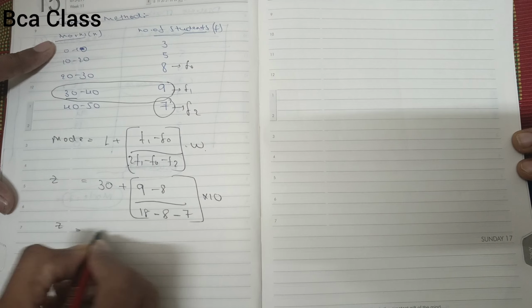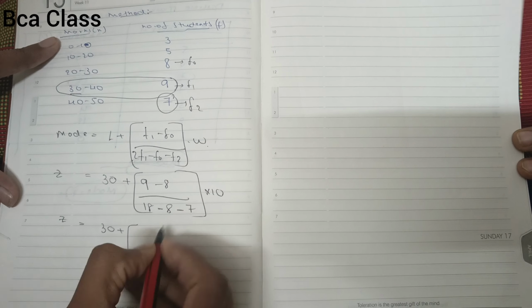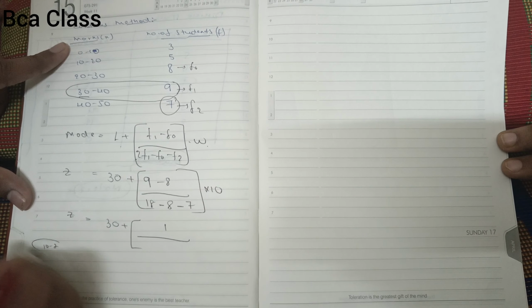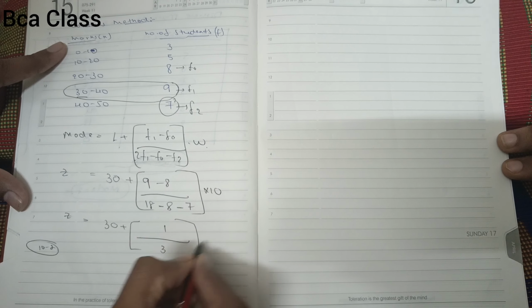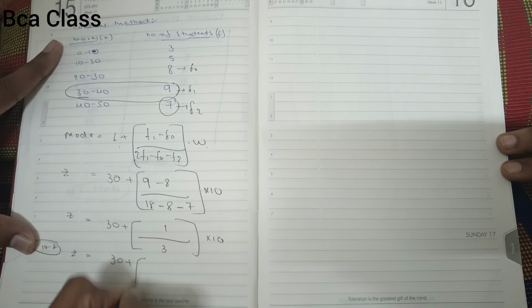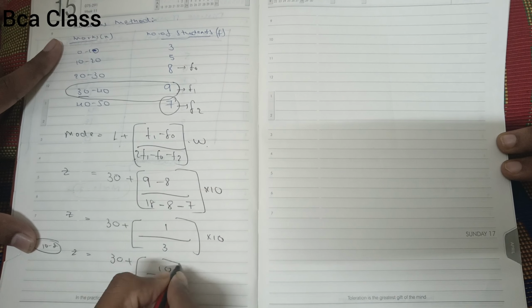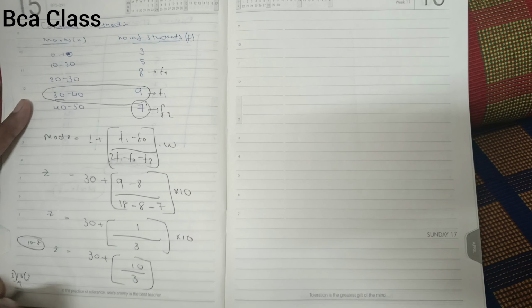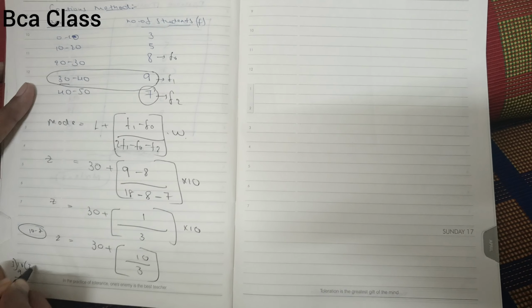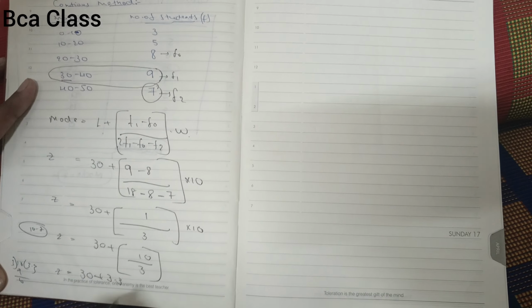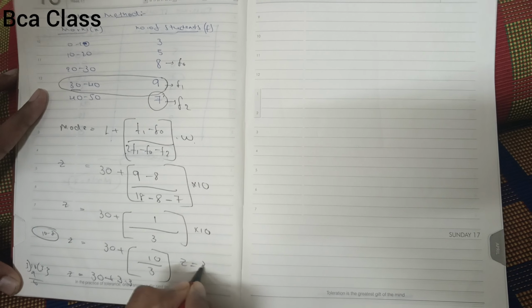Z equals 30 plus 1 by 3 into 10. Z equals 10 by 3. Z equals 30 plus 3.33. Z equals 33.3.